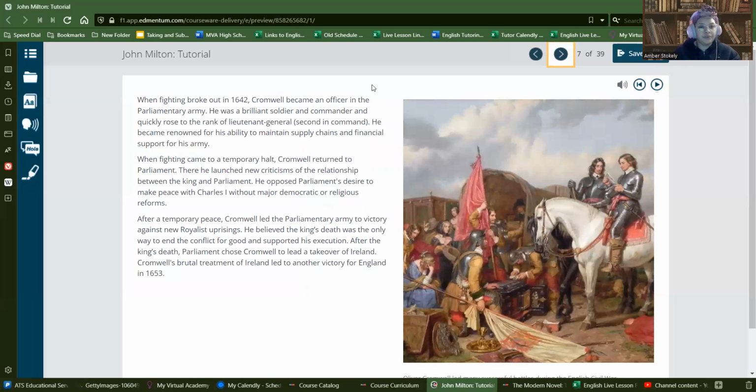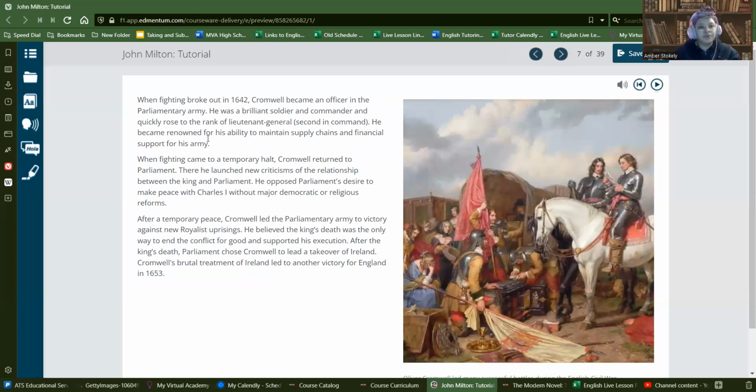So in slide 7, we get some more information about him. He became an officer in the Parliamentary Army after the fighting broke out for the Civil War in 1642. So basically, he was just so skilled that he became a lieutenant. He became a lieutenant general, actually, which is second in command. They tell you here in parentheses.